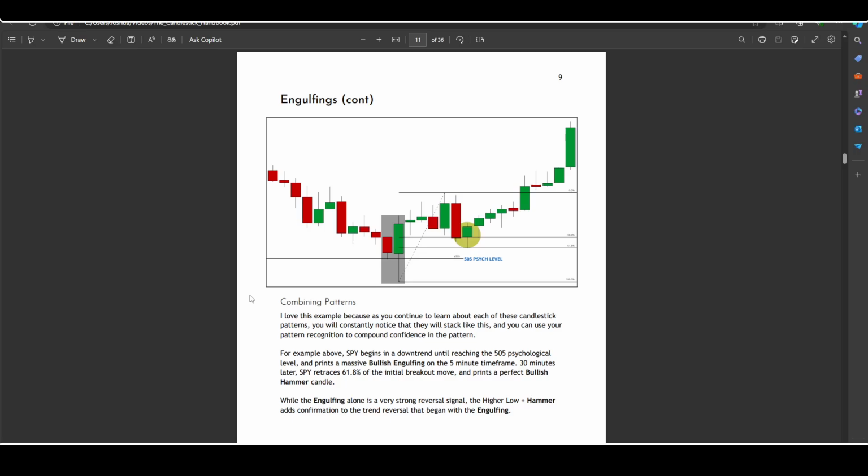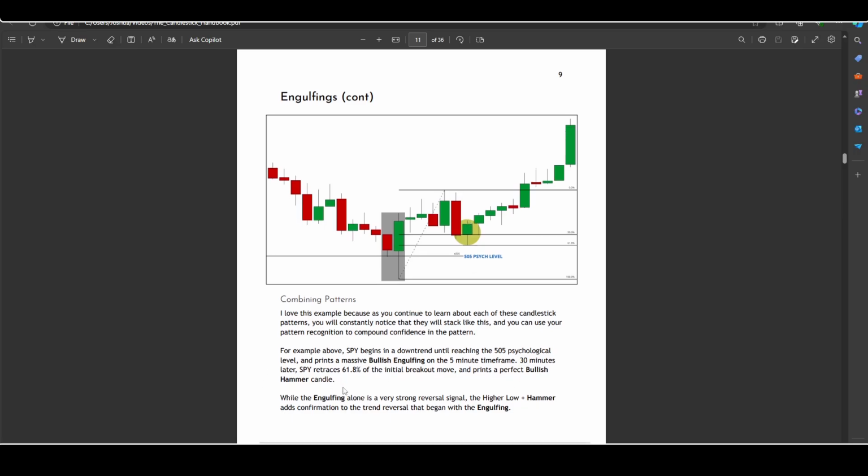For example above, SPY begins in a downtrend, you can see it here, until reaching the 505 psychological level and prints a massive bullish engulfing on the 5-minute time frame. 30 minutes later, SPY retraces, so they push up, they come back down. SPY retraces to the golden pocket of the initial breakout move and prints a perfect bullish hammer. You can see it right here. It goes right below, tests the golden pocket, pulls back up, very nice higher close.